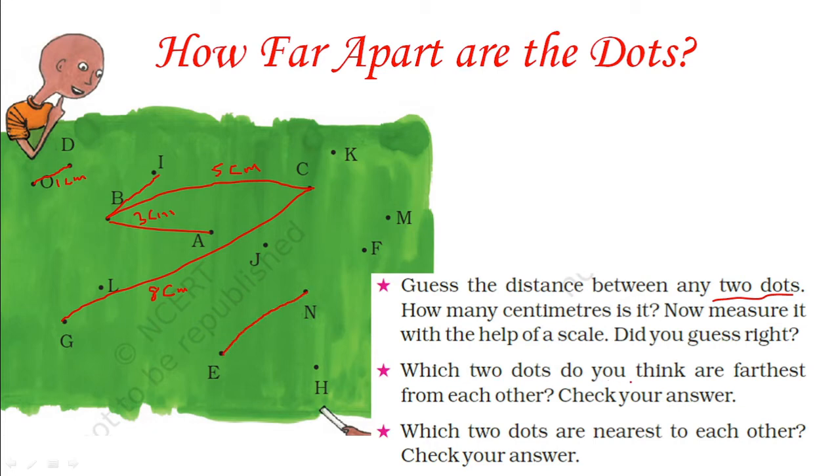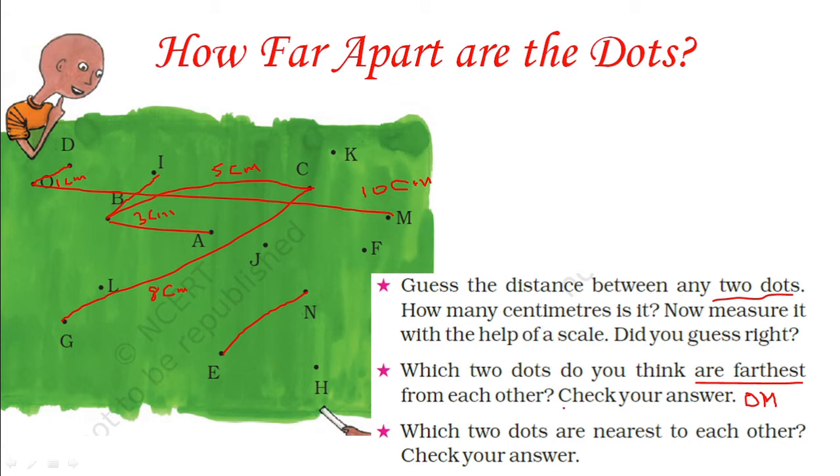Which two dots do you think are farthest? You can measure the distance between two dots and you will find this O and M. This will be 10 centimeter. So this will be the farthest. The two points will be O and M, and the distance between them is 10 centimeter.